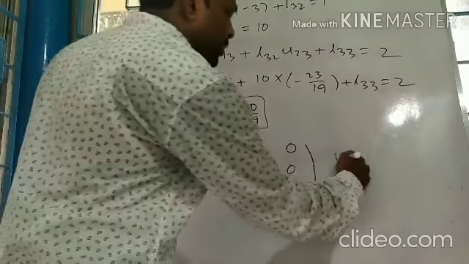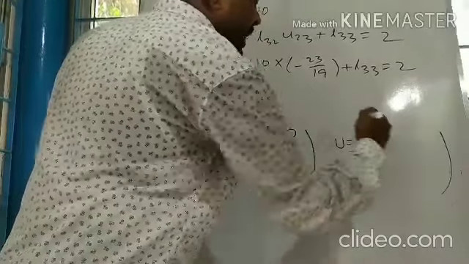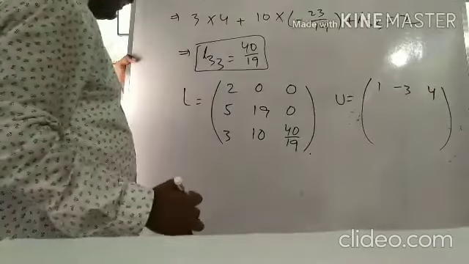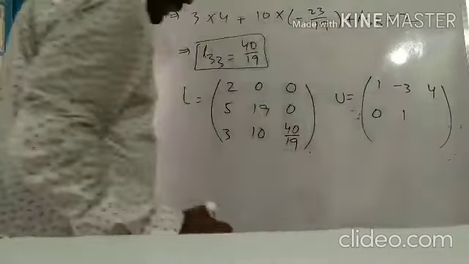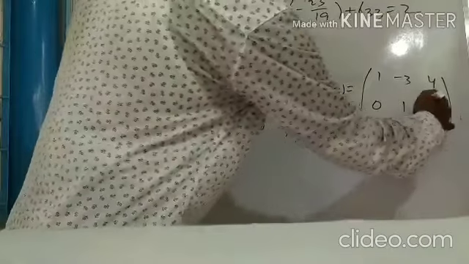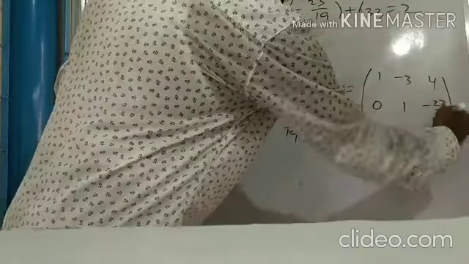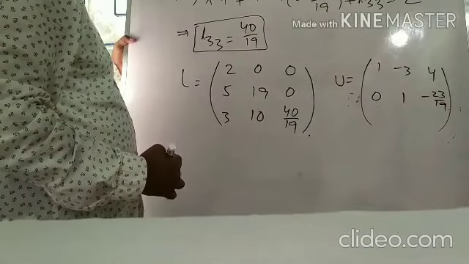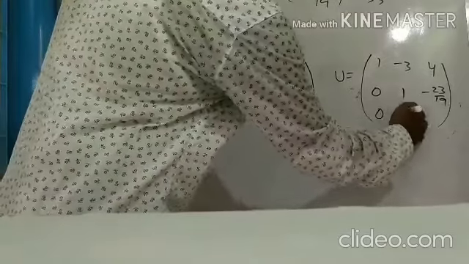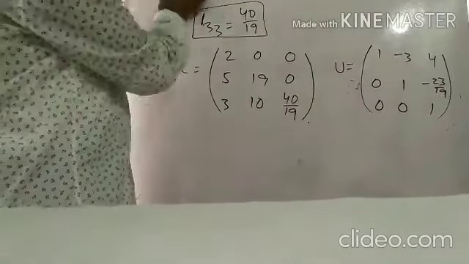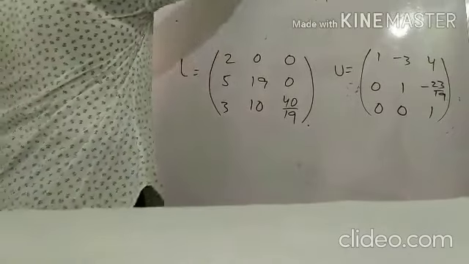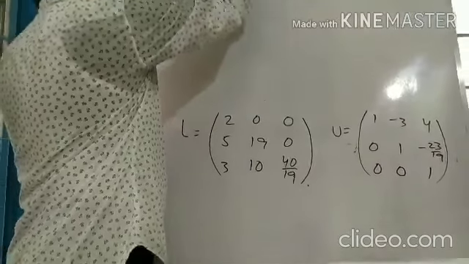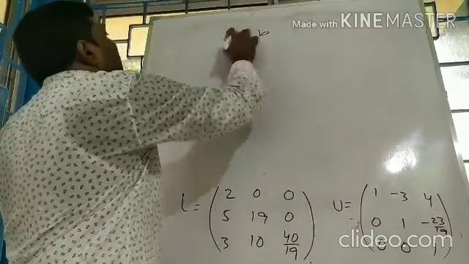And the upper triangular matrix U is 1, U12 is minus 3, U13 is 4; 0, 1, U23 is minus 23 by 19; 0, 0, 1. Okay, this is the matrix L, this one is U. Now, what is A? We have the system of equations Ax equals B.